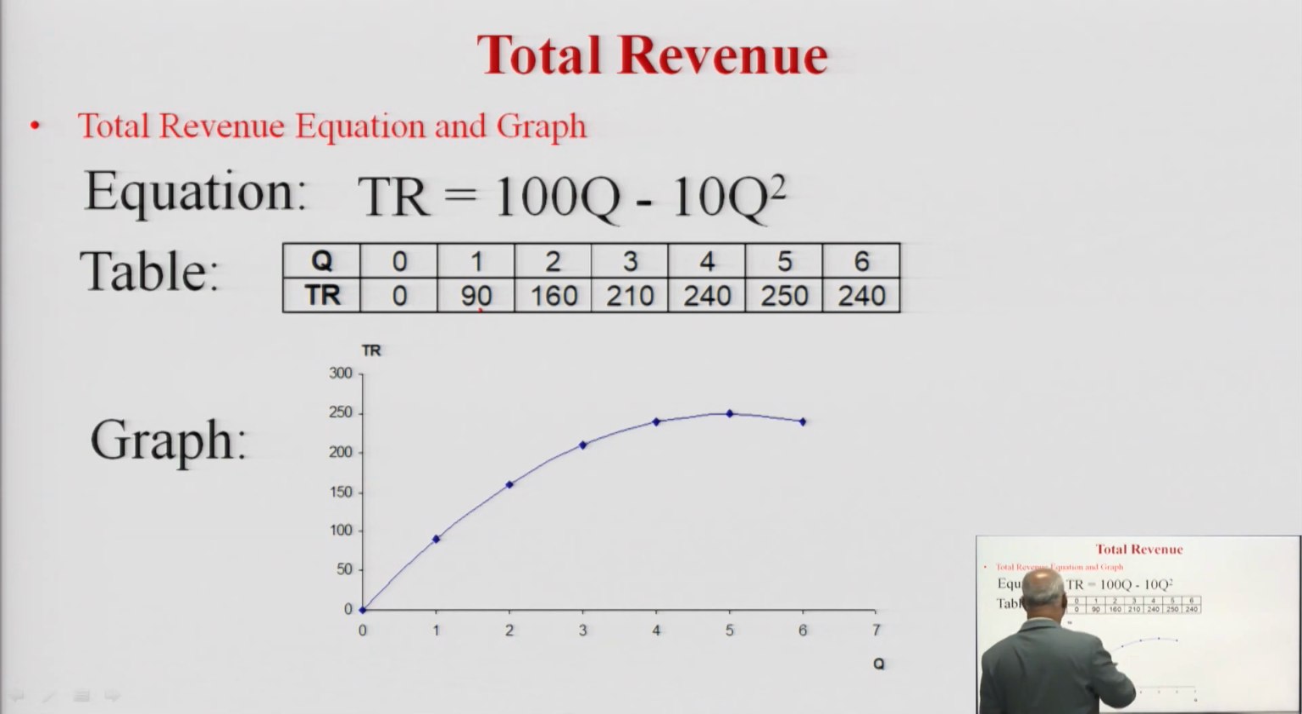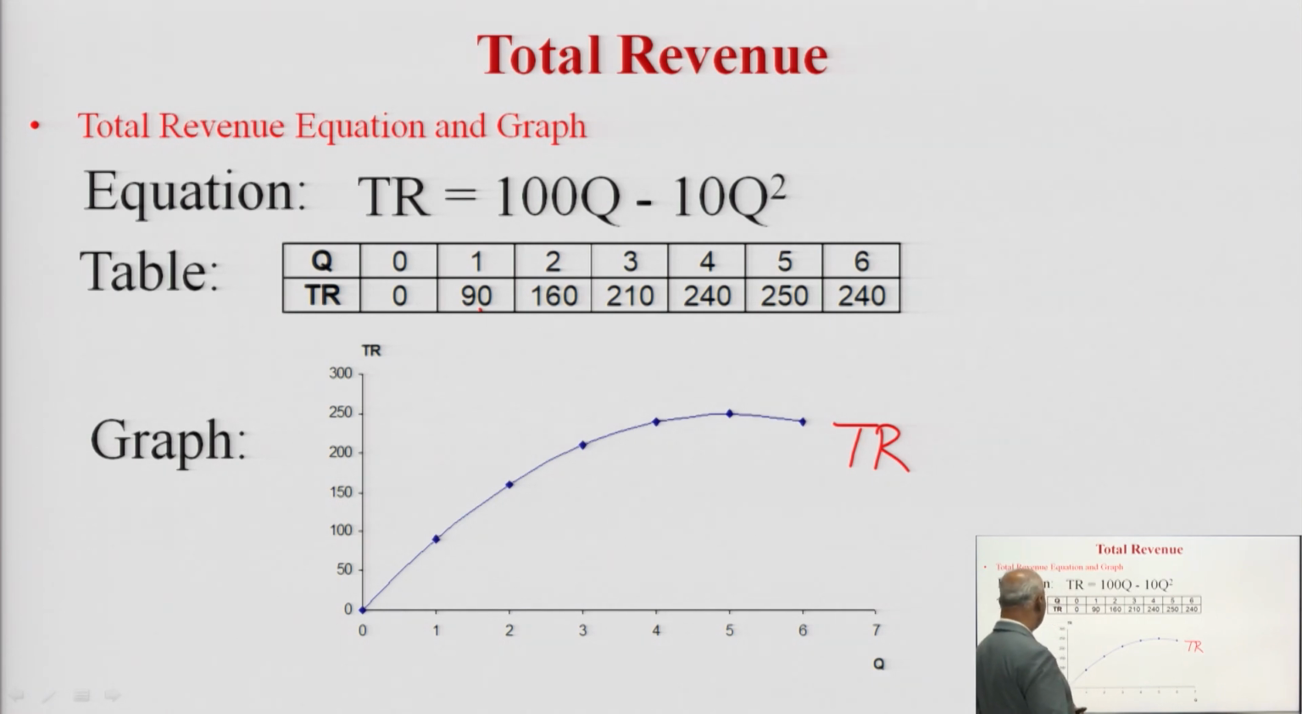Okay. And if we plot this in the graph, when q is 0 total revenue is 0, and this is the TR graph. What you find is that initially, as the quantity sold increases, your TR is increasing, no doubt at all, but at a decreasing rate. Then it reaches the maximum at a quantity sold of 5 units, and after that it will gradually decline.